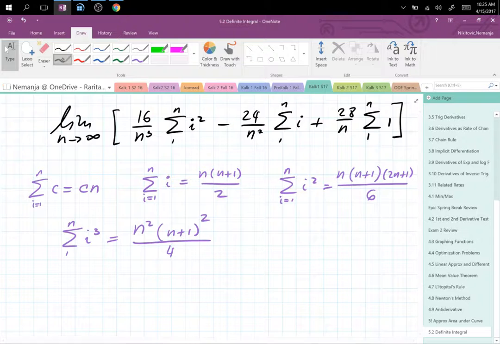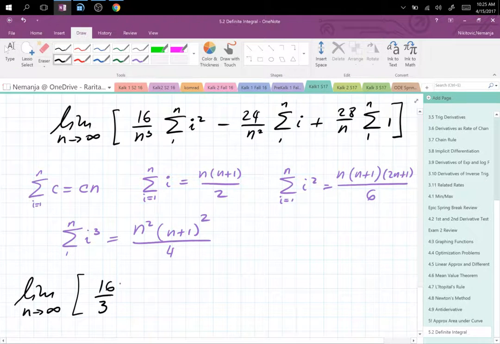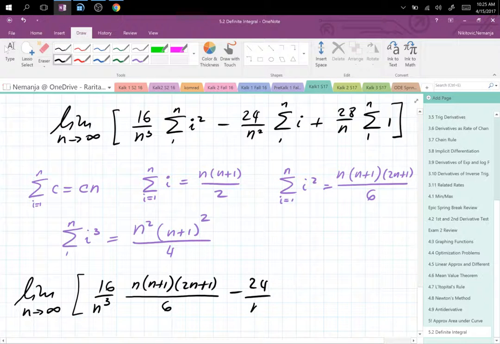So we're going to use these formulas to simplify everything. Limit as n goes to infinity, we have 16 over n cubed, and now you have i squared. So instead of i squared, I will be writing n plus 1 times 2n plus 1 over 6, minus 24 over n squared, and then i is n plus 1 over 2, and finally plus 28 over n, and that's just c times n, which is just n.